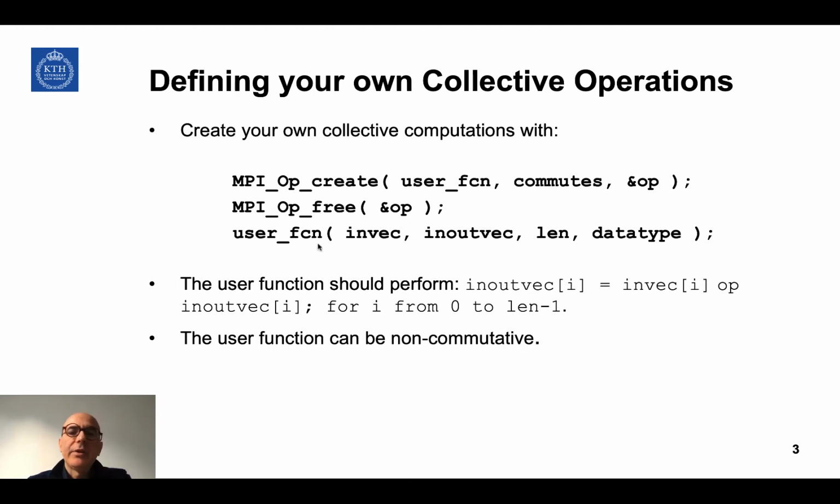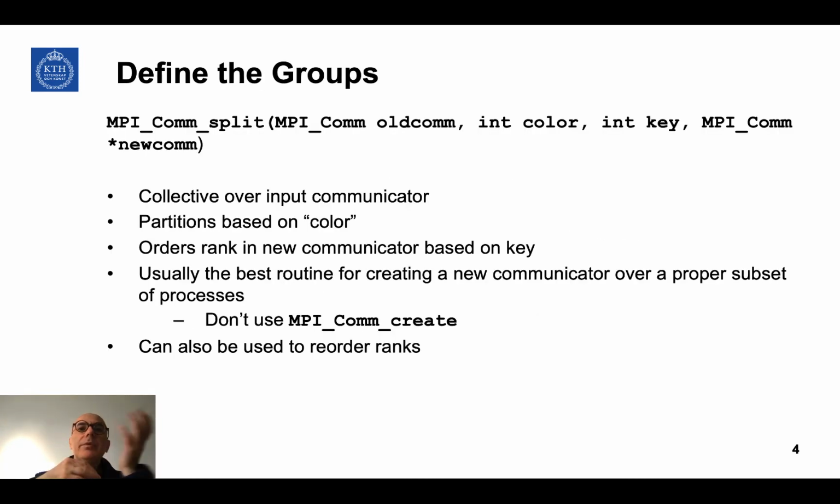So the function that we're going to use for the reduction needs to be defined in this way. This will be our user function. We provide the input vector, the output vector, the length, and the data type. The user function should perform in the following way: the output vector should be the input vector operation the input-output vector, from 0 to the length. So the user function can be non-commutative. For instance, matrix multiplication is not commutative, so we need to say that it is not commutative.